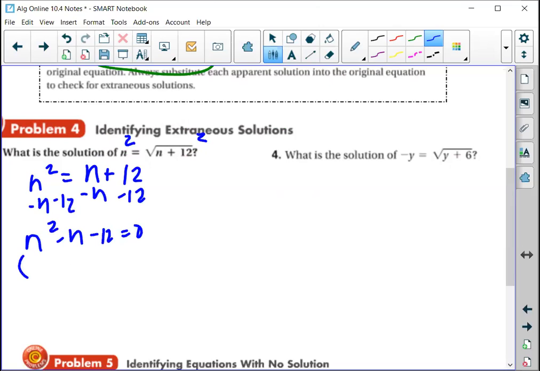Now we're going to factor. Our two numbers that multiply to negative 12 and add to negative 1 are going to be n minus 4 and n plus 3. So remember, we're going to set each of those factors individually equal to 0 to get our solutions. Basically, they're the opposite of the numbers that you already chose. So that's going to be n equals positive 4 and then n equals negative 3. But this is where the checking becomes super important.